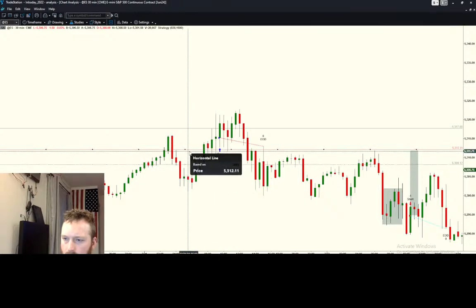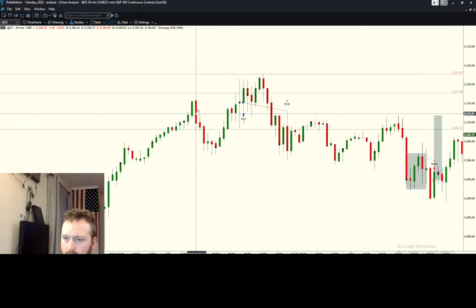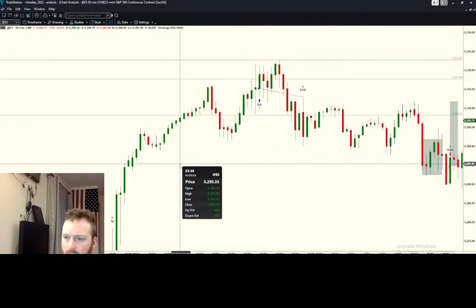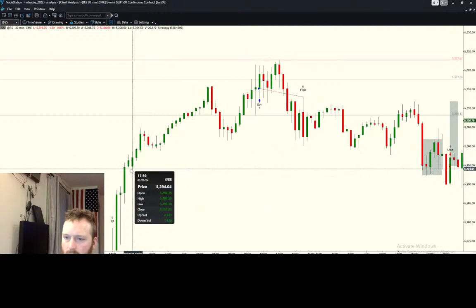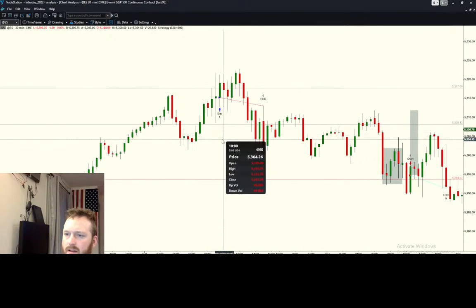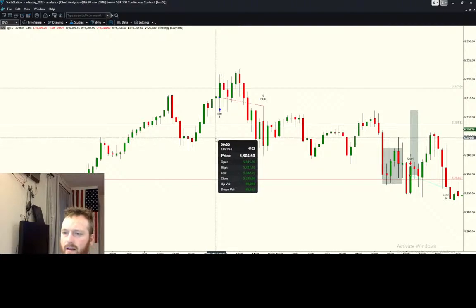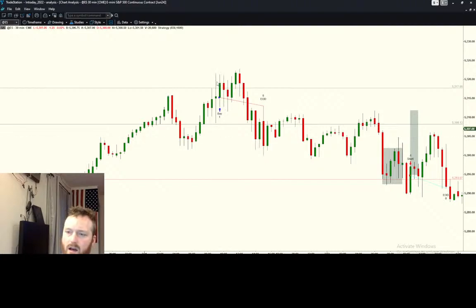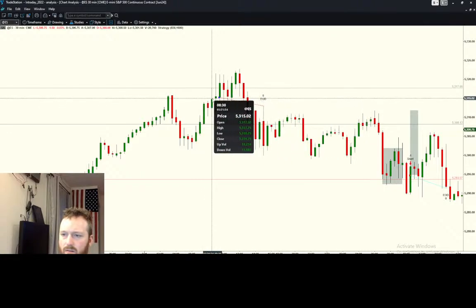Now, where's the Globex high and low? Globex low is right here. So this would be my stop loss. During the day session, boom, right away, it broke the Globex high. So, and it comes down 25% of my pre-market low.